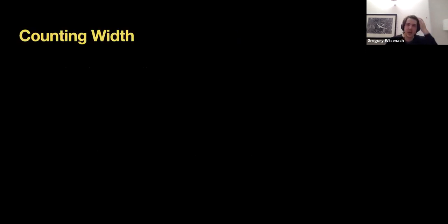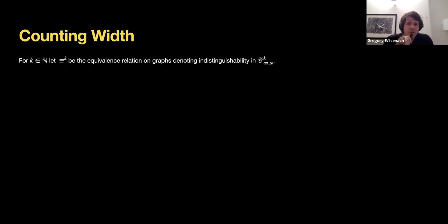So the next concept that I need to introduce here is this notion of counting width. So for each k, let that equivalence relation, which we'll just write as CK equivalence, denote indistinguishability. So it's an equivalence relation on relational structures, or for the moment, let's just suppose it's an equivalence relation on graphs. And it just denotes that the two graphs are indistinguishable by any formula in CK omega infinity omega. Right? So for every phi in CK omega, phi is true of G if and only if it's true of H.